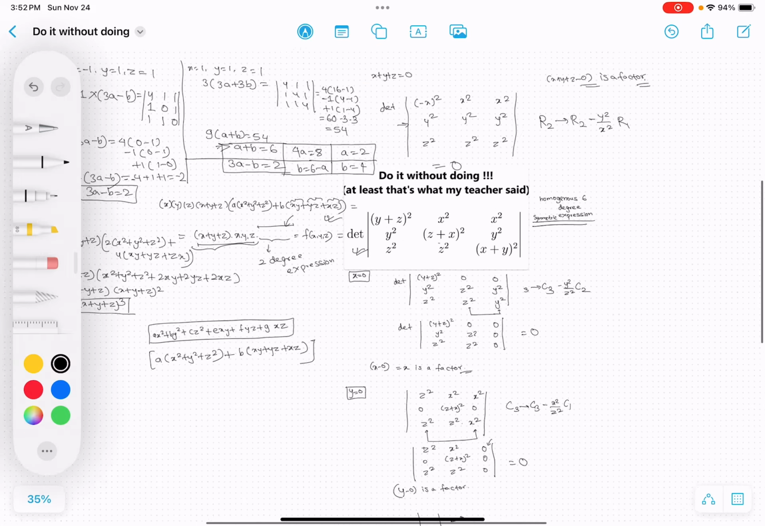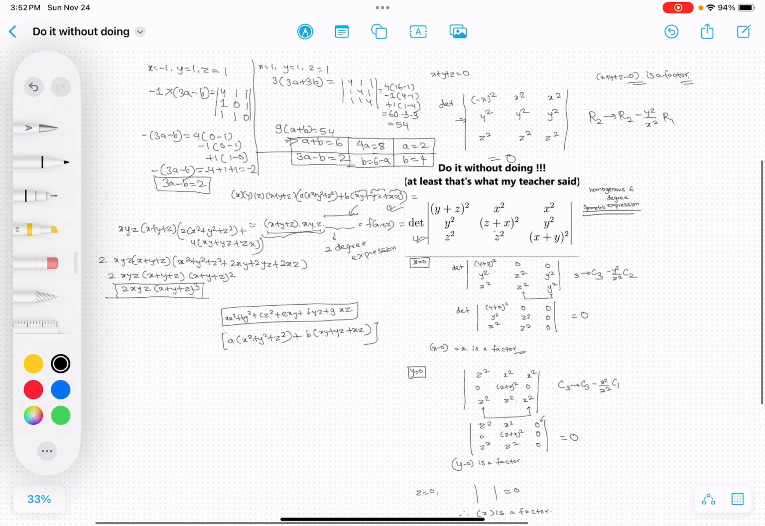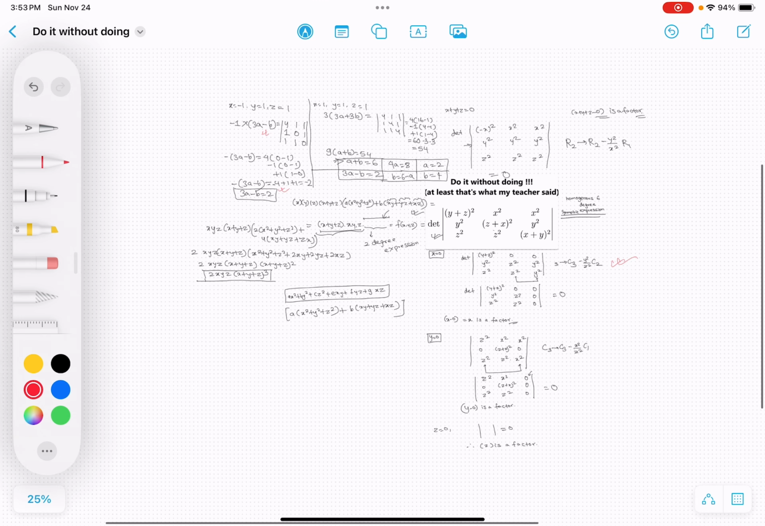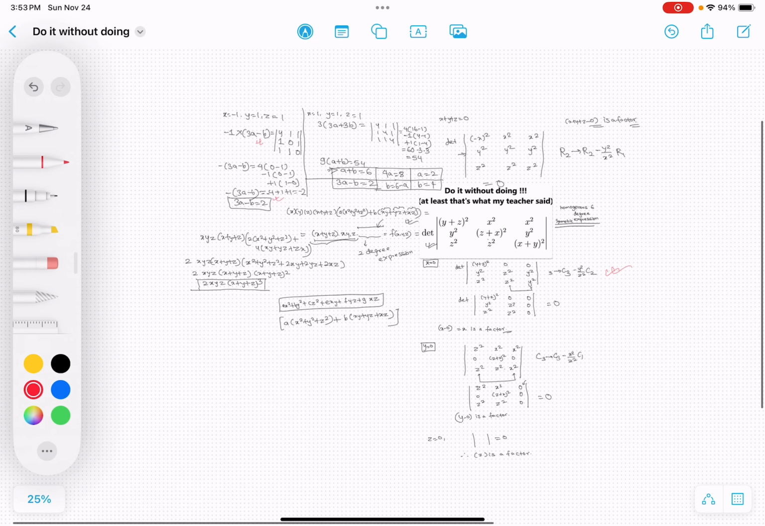So this was a completely different way to solve a determinant without even expanding. And that's what it's called, do it without doing. Definitely I messed up at some point. Like over here I wrote the row, over here I missed the sign, over here I missed the sign again. I'm sorry for that, but I do hope you enjoyed this new idea about how you can solve some determinants. So hope it was helpful.